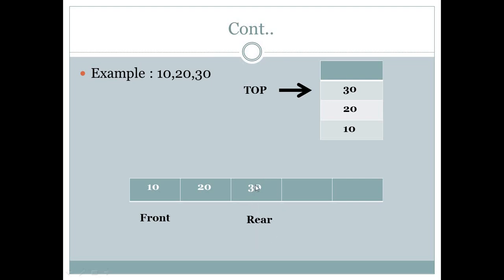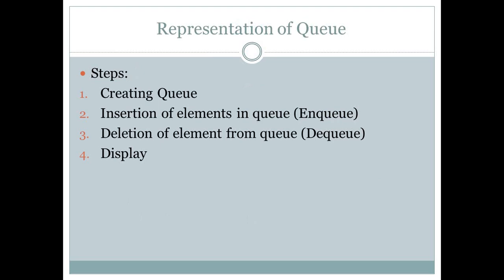If we want to add more items, then our rear will be increased and it will go here, and we can add an item here. If we want to add an item into stack, then we have to increase top. Top will be at this point, and we can add an item at this point. Okay, so this is the difference between stack and queue.